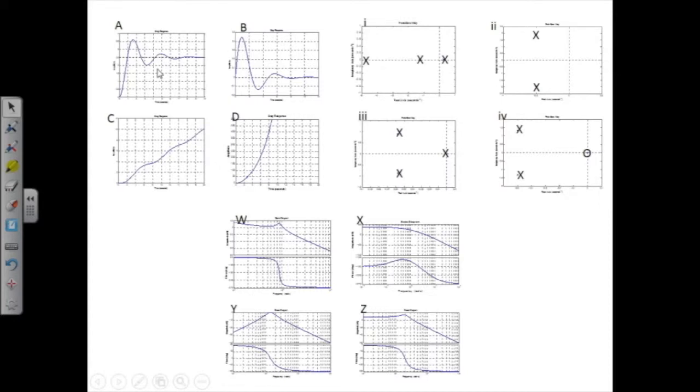Start with time response A and see if you can identify which pole zero plot and which frequency response plot all belong to the same system. Okay, and if you did that as an exam question and got it right, you'd get some marks. If you want the full marks, you'd have to tell me why.